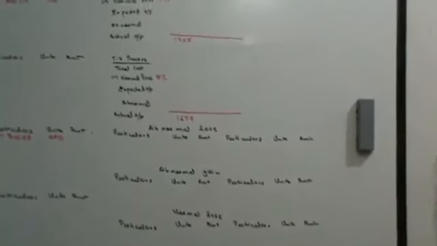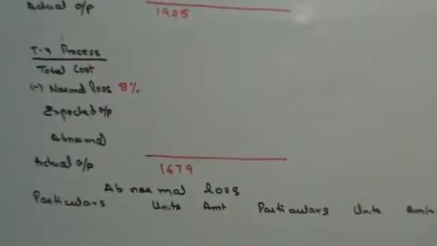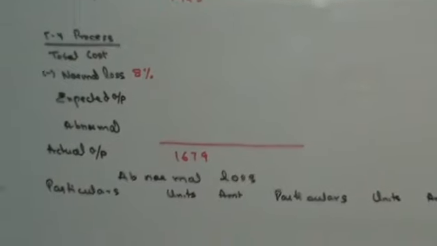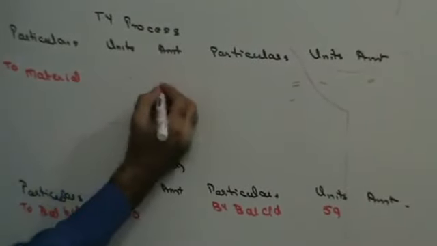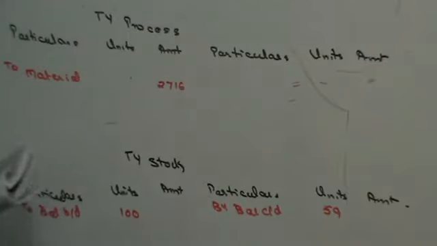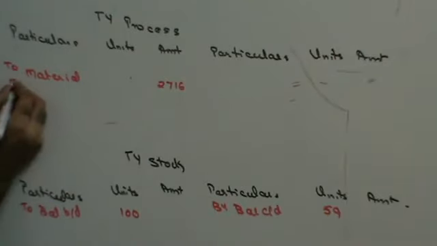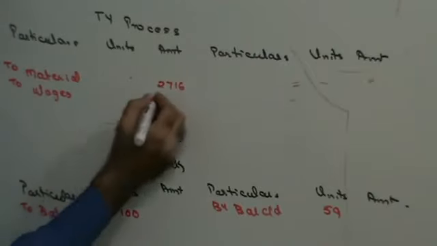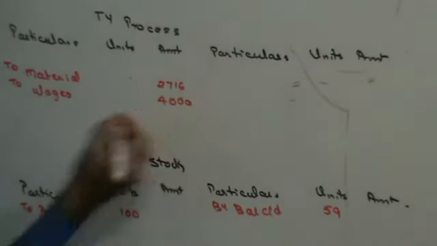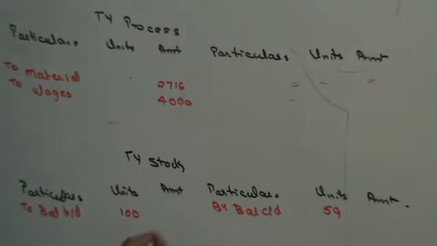Fine. Now, let's move on ahead. Monetary information they've given you is to material, 2716. Then to wages, 4,000. And the value of opening stock is given to you as 2,800 rupees. So whatever was the data, we have put in all the data here.